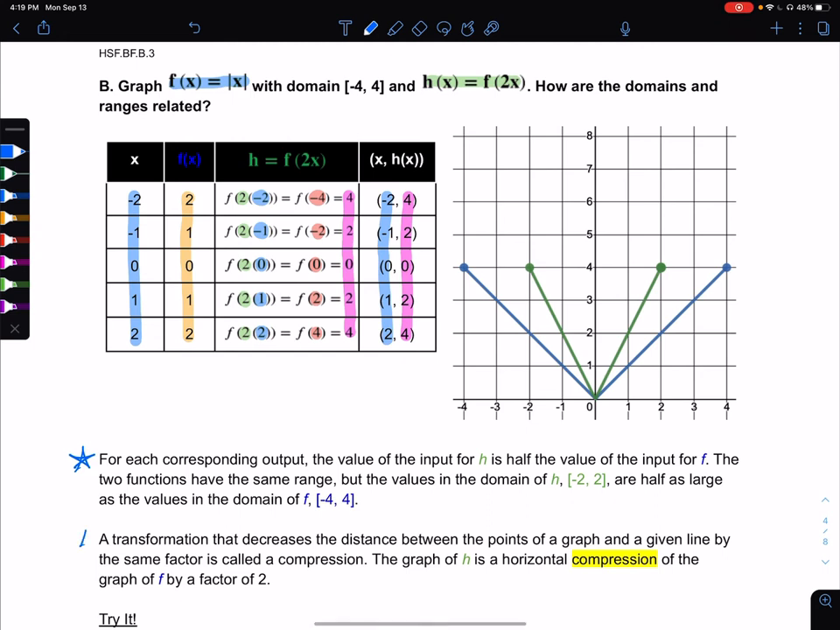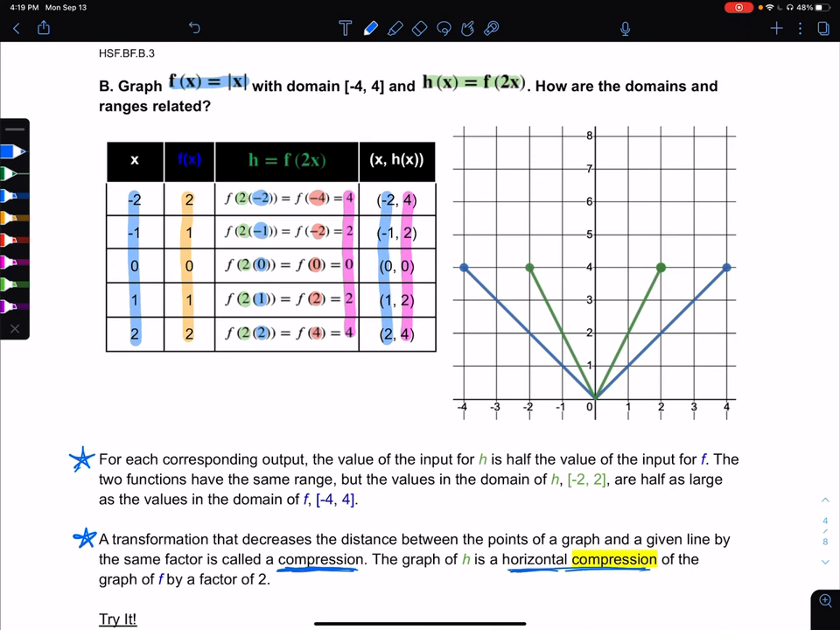So this last statement, a transformation that decreases the distance between the points of a graph and a given line by the same factor is called a compression. So there's another key word we want to make sure we're familiar with. The graph of h is a horizontal compression of the graph of f by a factor of 2. So compressing, think of it as squishing it or making it smaller. In this case, things are being pushed towards the y-axis.